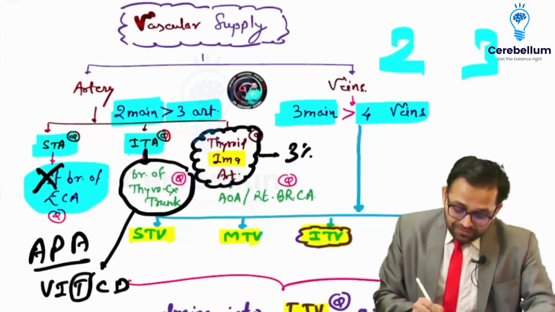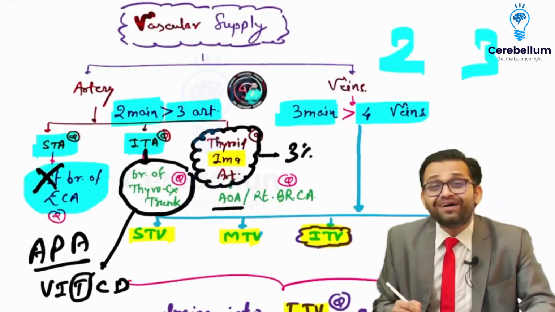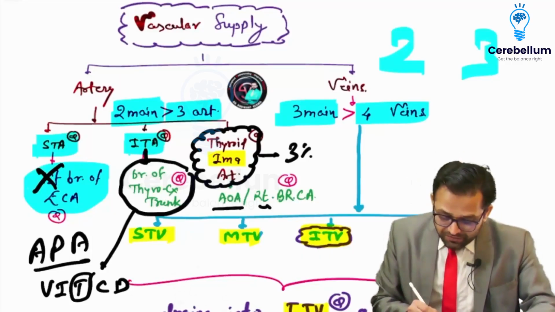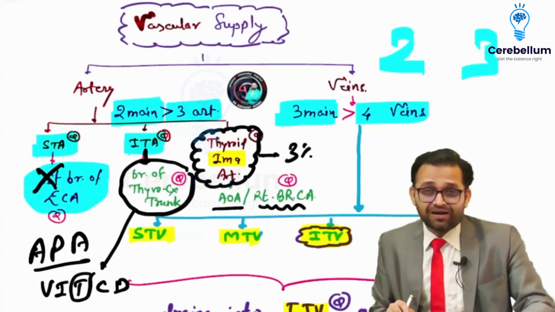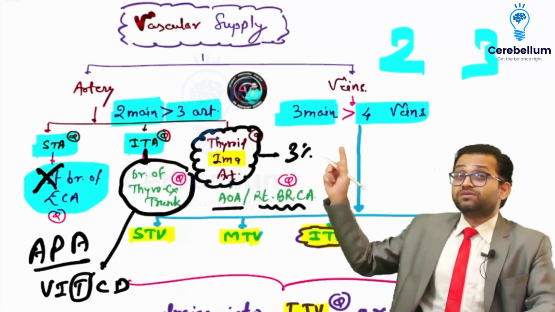Yes, this thyroid ima artery is the branch of what? Remember, it is a direct branch from the arch of aorta. Otherwise, the right brachiocephalic artery you can opt. I will show you the diagram. Okay. Now the venous drainage.